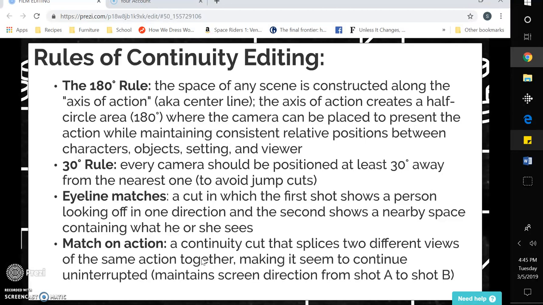So the 180-degree rule maintains relative positions and screen direction. The 30-degree rule helps us avoid jump cuts. Eyeline matches show that if a character is looking off into the distance at something, the next shot will show what they're looking at. And a match on action splices two different views together to make it look like an action is continuous. All of these are techniques used to create a seamless film experience where we're not taken out of the film, where we're totally immersed, where we're not focusing on the editing, because the editing isn't the point here. The storytelling is the point.